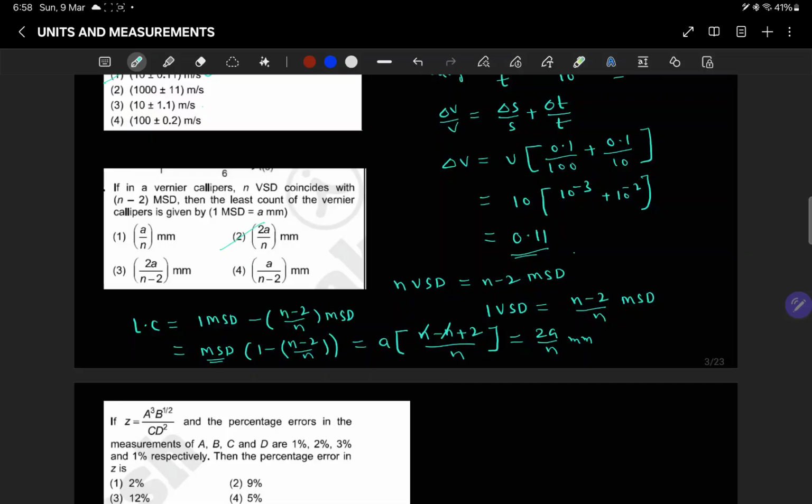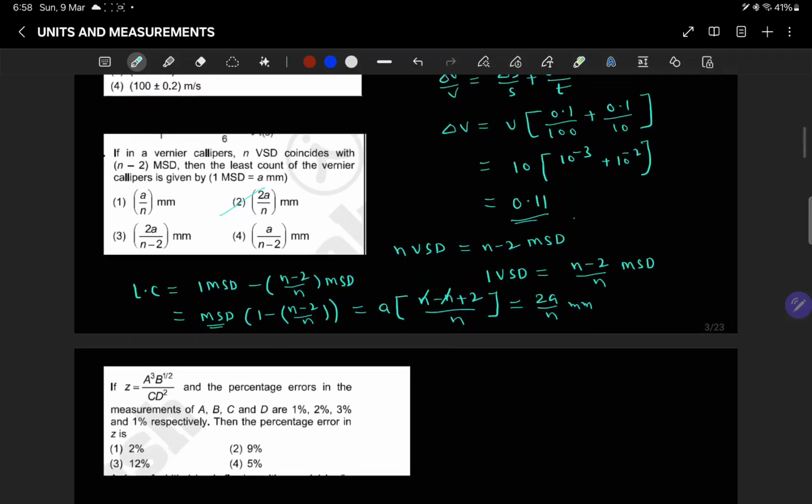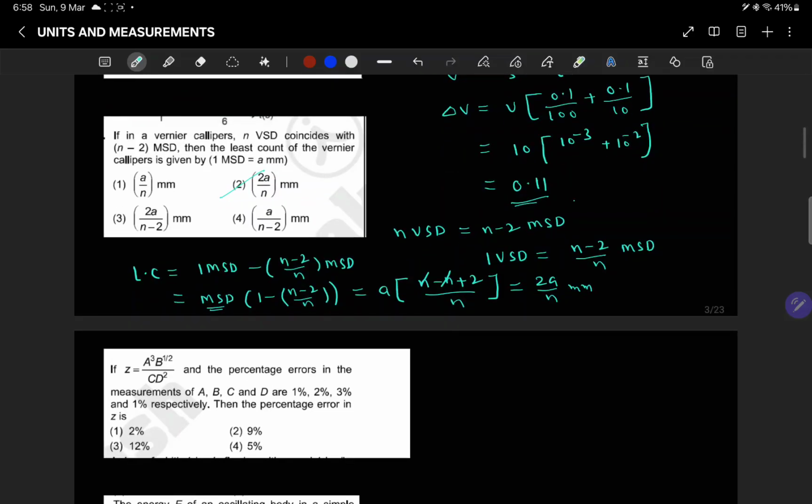Simplification is important, students. Many students get confused in this part also. This simplification decides the question; firstly also be accurate, please calculate the answer. So a into (n minus n plus 2) by n, so 2a by n millimeters, second option.